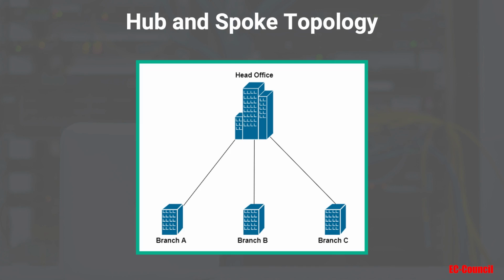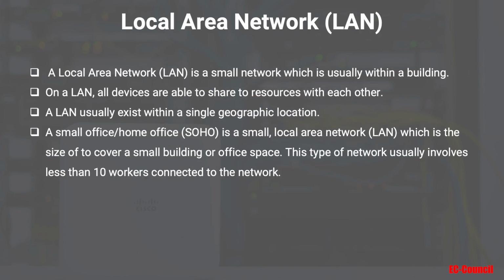And as you recall, a wide area network, or WAN, is used to extend a local area network over a large geographic distance. And speaking of LANs, here we are to discuss what exactly is a LAN. A LAN, or a local area network, is a small network which usually exists within a small office or within a single building. On a LAN, all devices are able to share resources with each other. A LAN usually exists in a single geographic location.